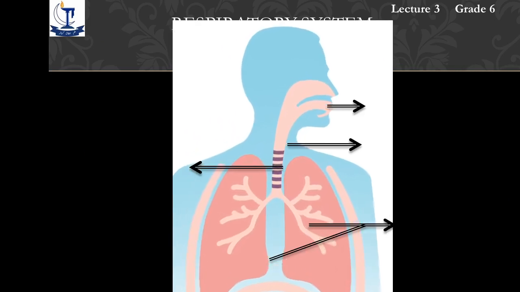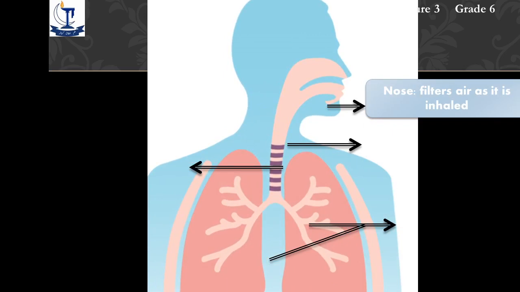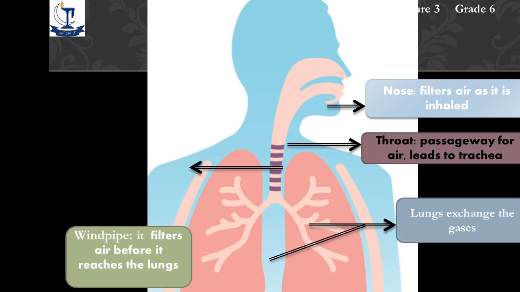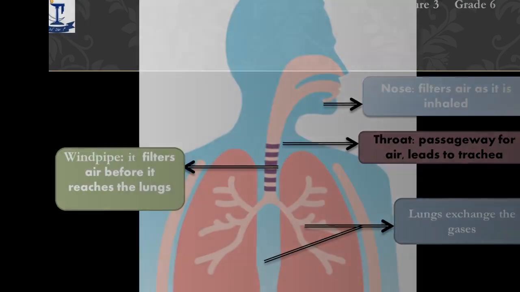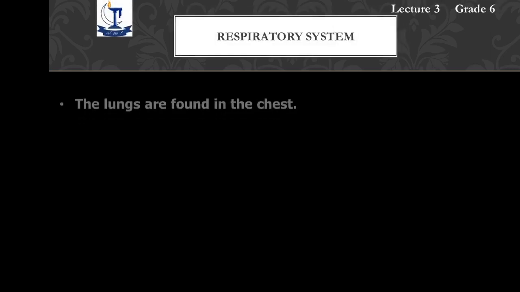The first one is the nose. The nose filters the air as it is inhaled. The second part is the throat. It is a passageway for the air and it leads to the trachea. The trachea is the windpipe. The windpipe filters air before it reaches the lungs. And the fourth part is the lungs, where the gases are exchanged.